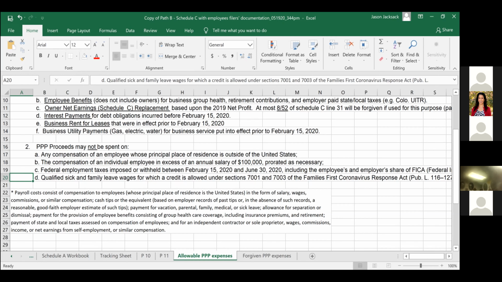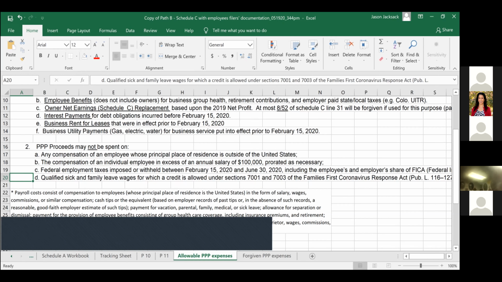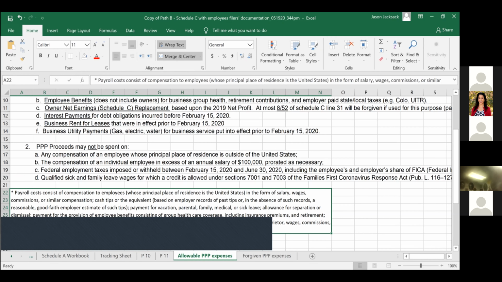All right, another question we have from Lisa is for S Corps: what about S Corp SEP retirement contributions? That's a good question. Retirement contributions fall into the category of allowable expenses. They qualify as part of payroll cost. And I'll read this because it's a bit of fine print, and it answers the question just posed.